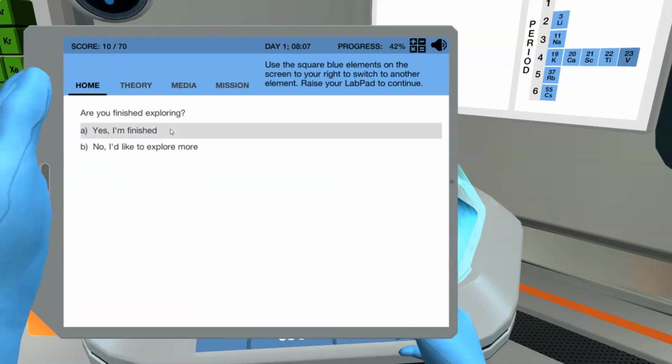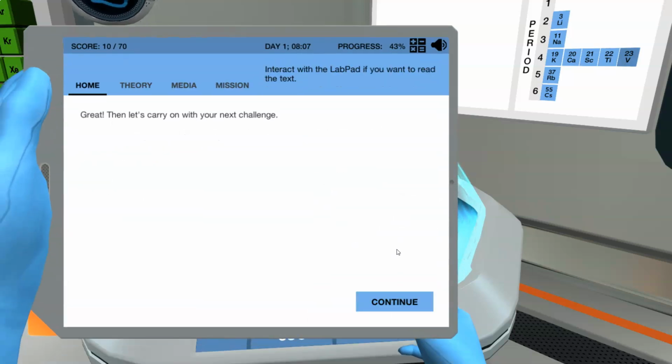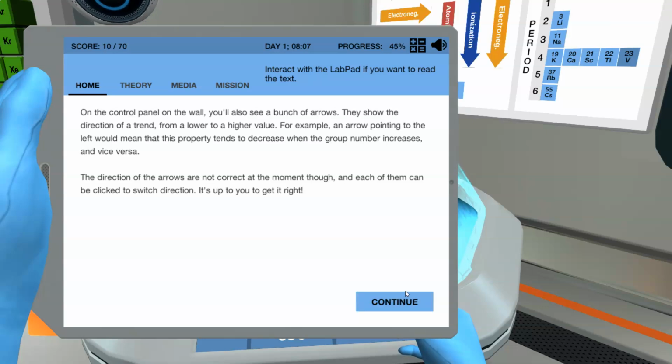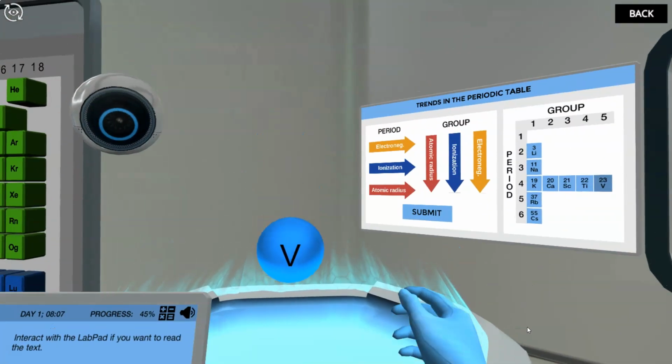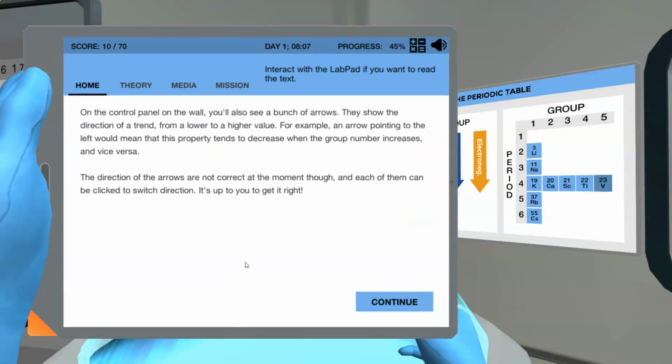Are you finished exploring? Great. Then let's carry on with your next challenge. On the control panel on the wall, you'll also see a bunch of arrows. They show the direction of a trend, from a lower to a higher value. For example, an arrow pointing to the left would mean that this property tends to decrease when the group number increases, and vice versa. The direction of the arrows are not correct at the moment though, and each of them can be clicked to switch direction. It's up to you to get it right.